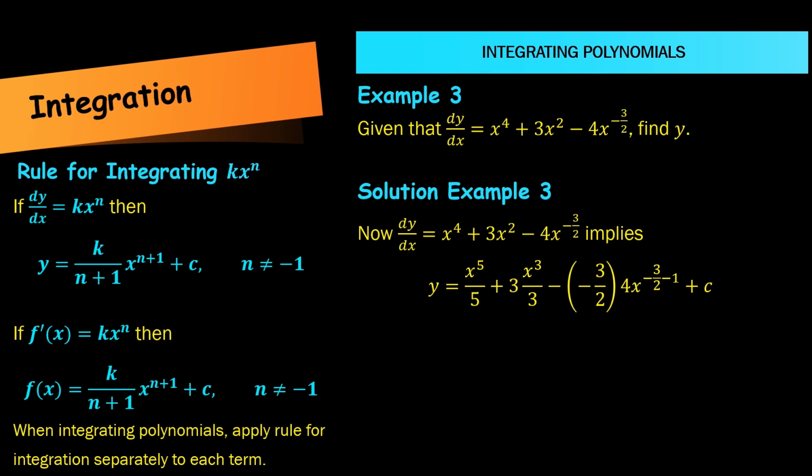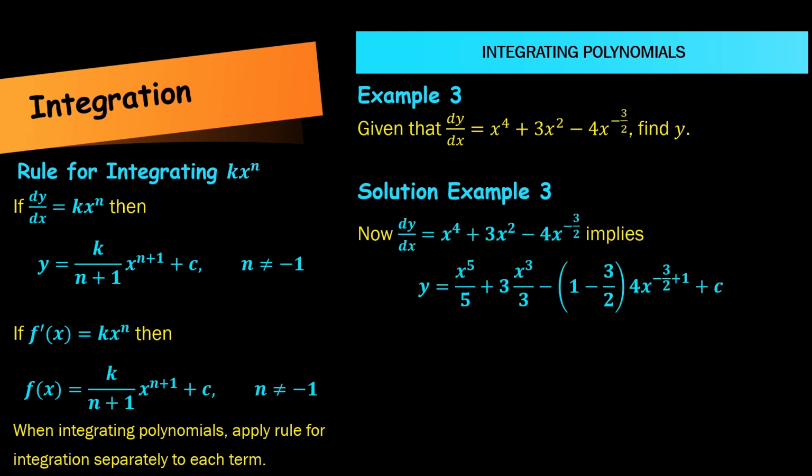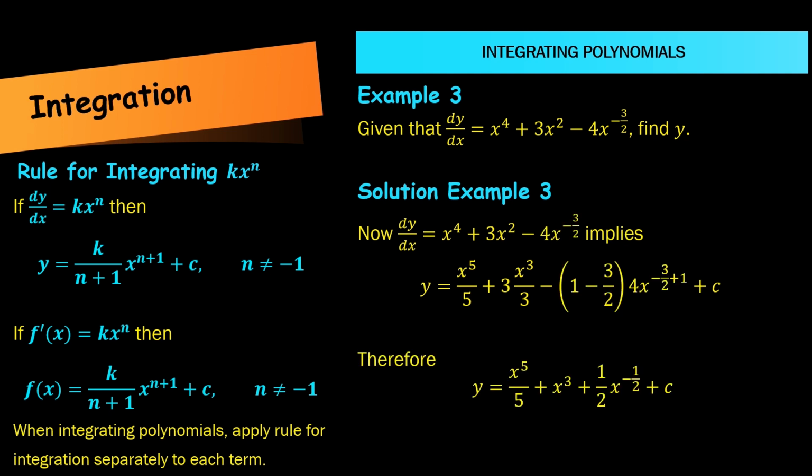So, dy/dx equals x to the 4 plus 3x squared minus 4x to the minus 3 over 2 implies y equals x to the 5 over 5 plus 3x cubed over 3 minus 1 minus 3 over 2 times 4 times x to the power minus 3 over 2 plus 1, plus c, which tidies to x to the 5 over 5 plus x cubed plus a half times x to the power minus a half plus c.